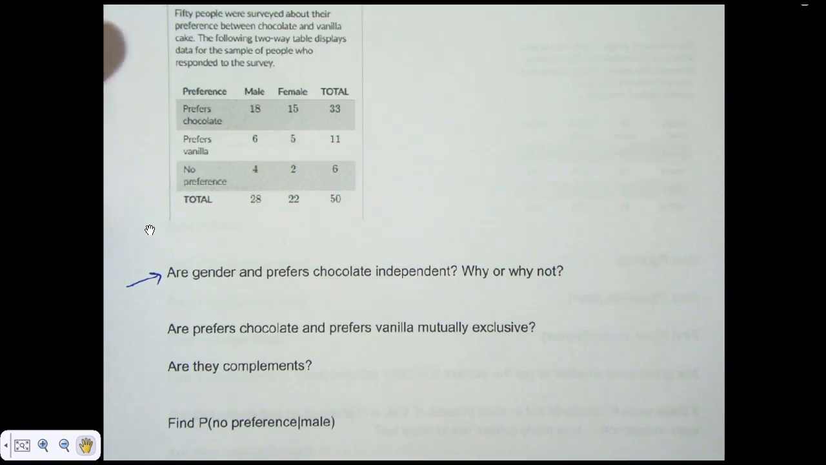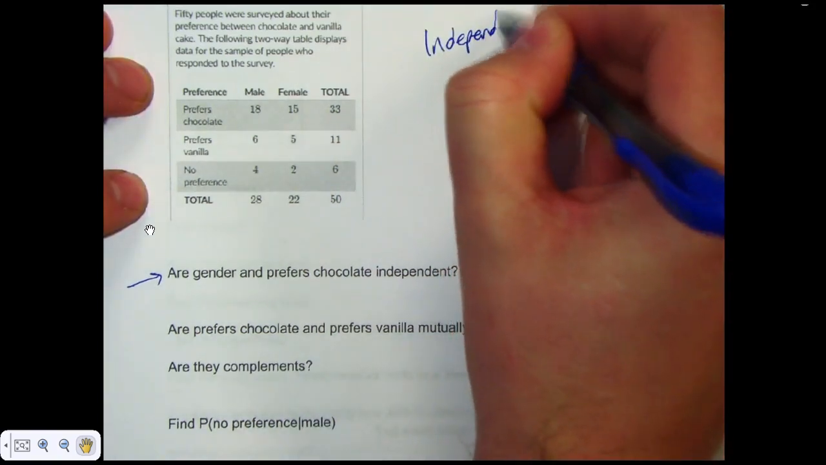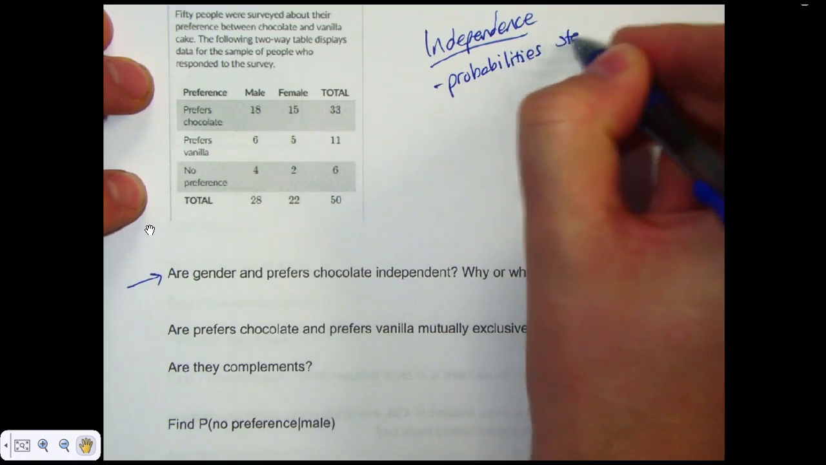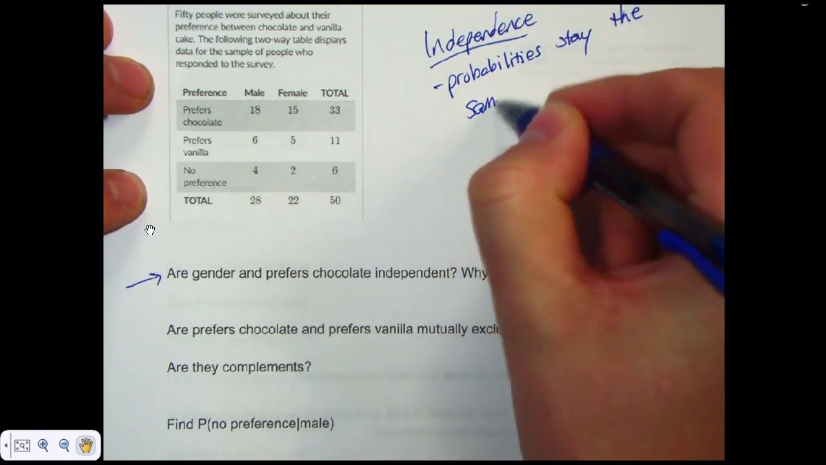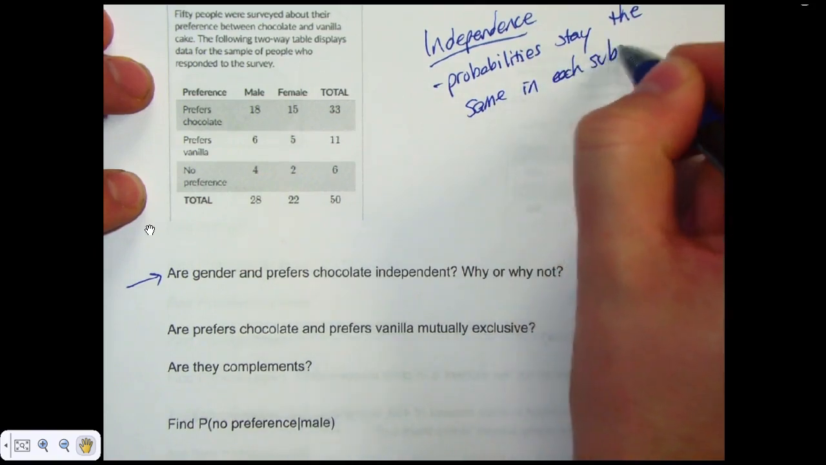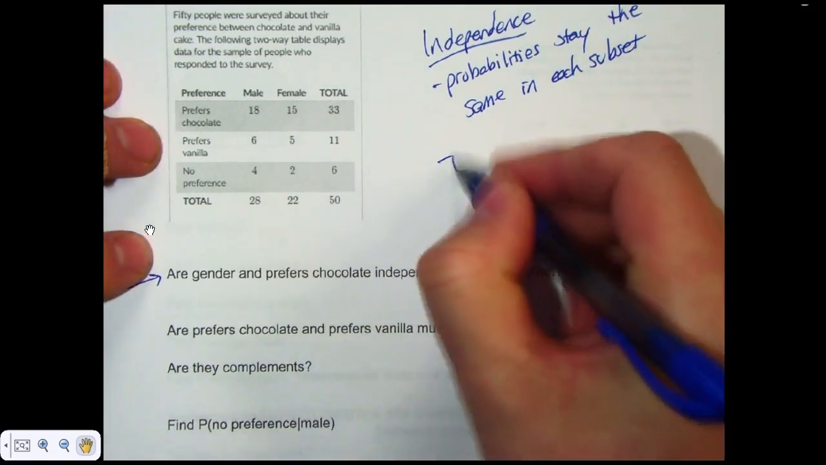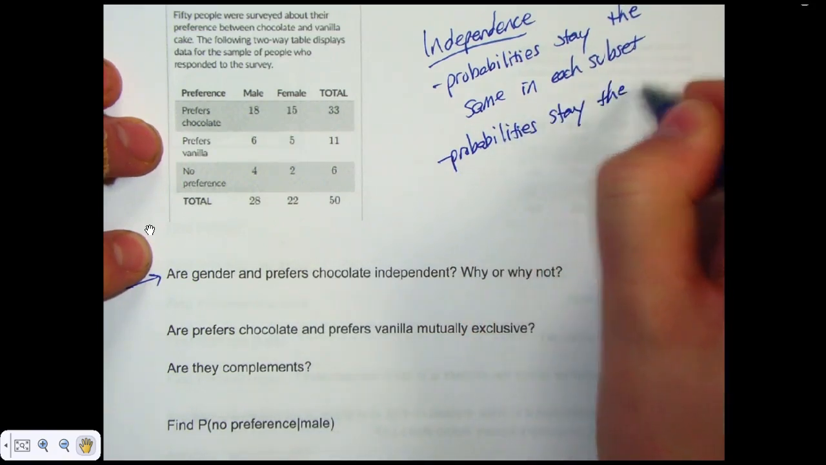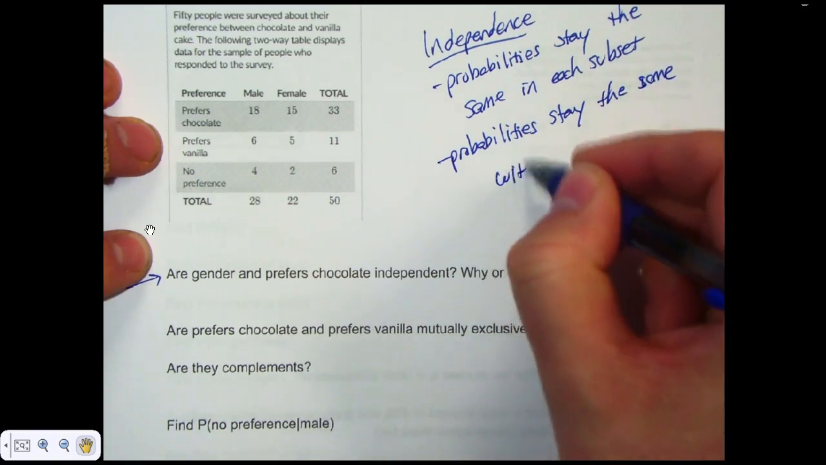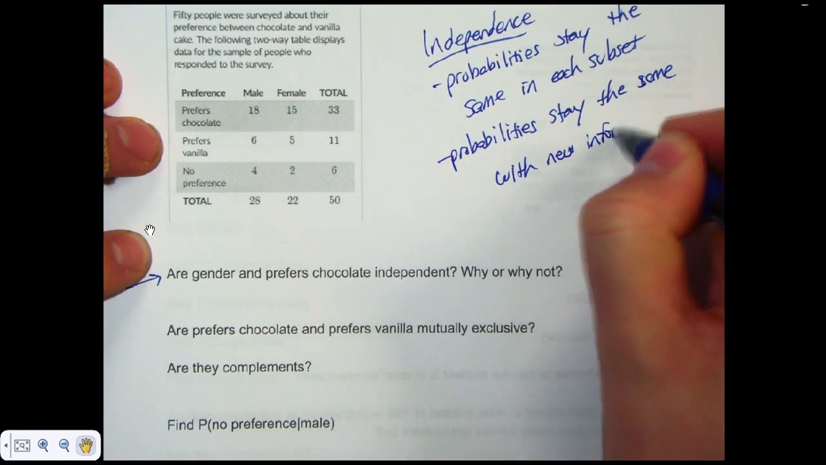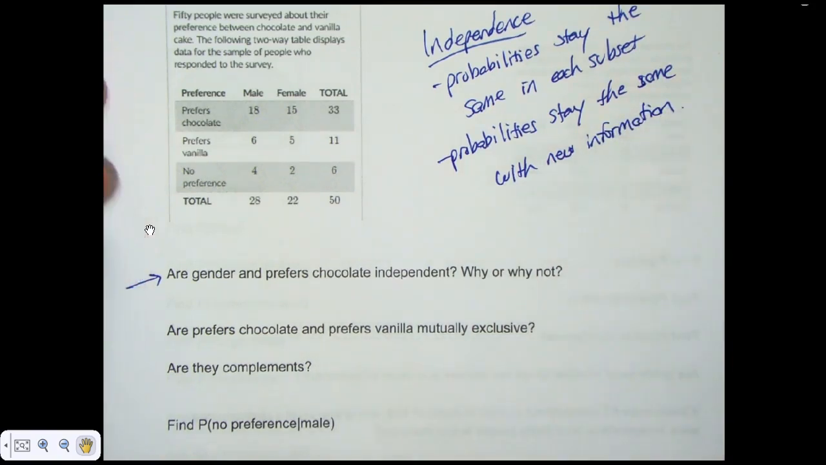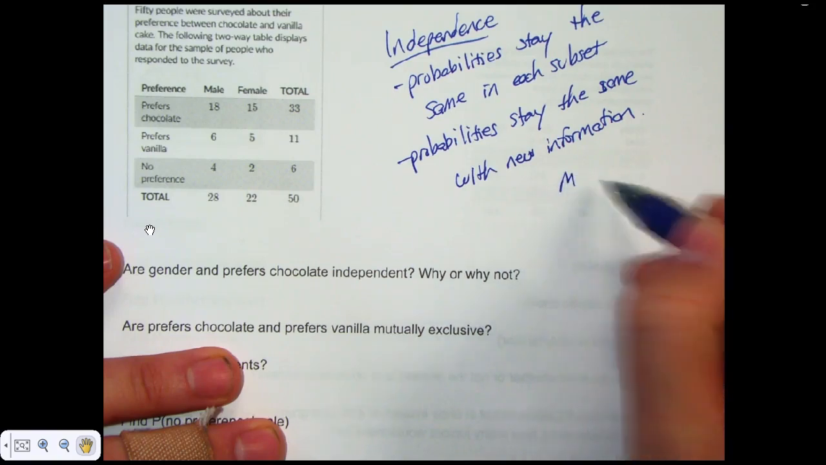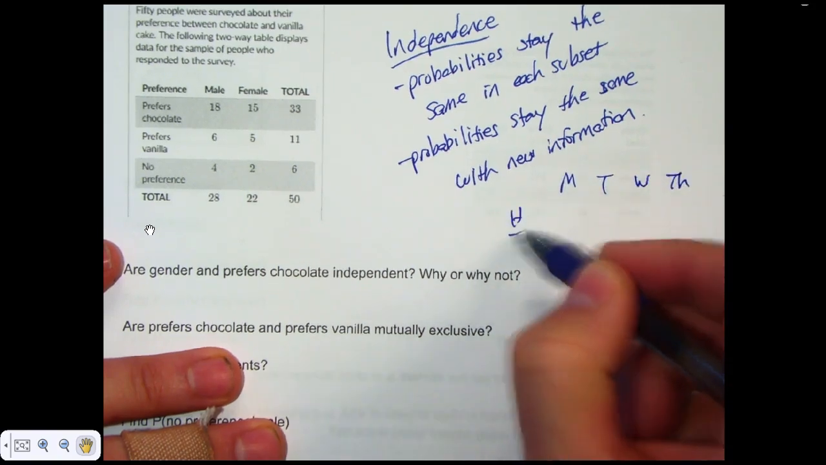So independence means probabilities stay the same in each subset, or you can think about it as the probabilities stay the same with new information. That's just different ways to say the same thing. So an example of independence would be Monday, Tuesday, Wednesday, Thursday. Heads, tails.